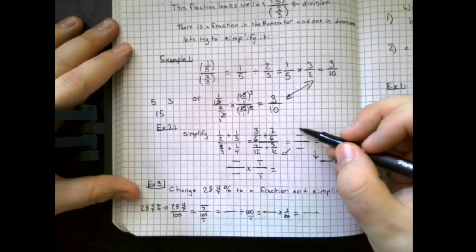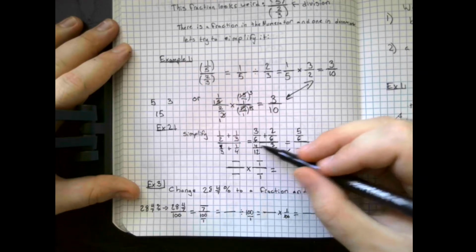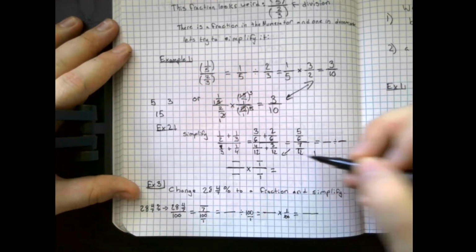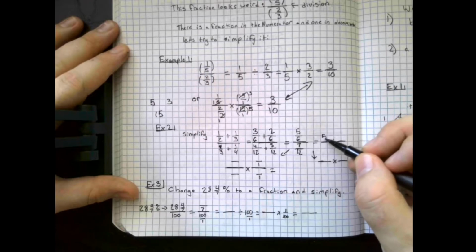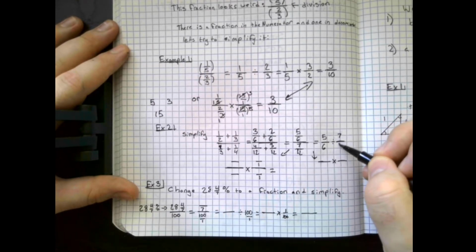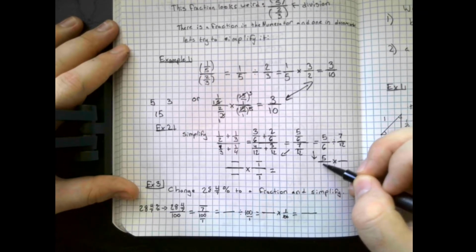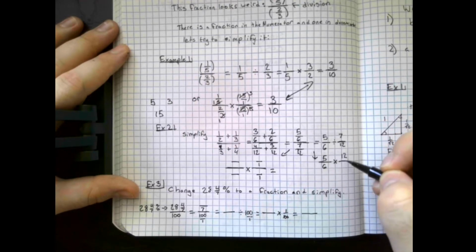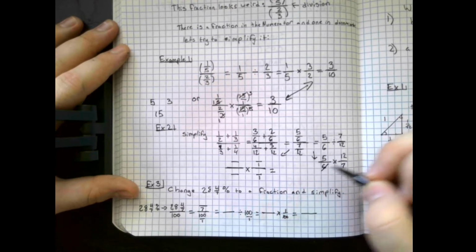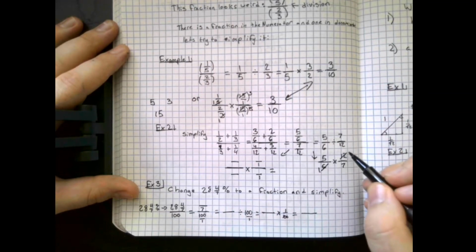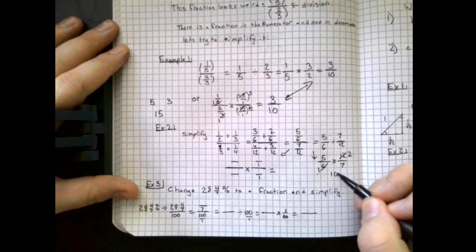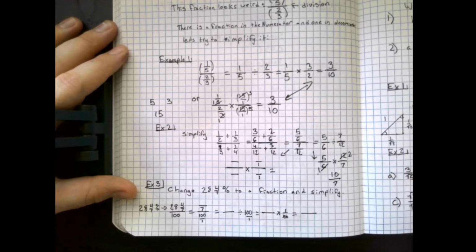Now if we add these together, we'd have 5/6 and 7/12, which would give us 5 over 6 divided by 7 over 12, or 5/6 times 12/7. Now here we can cancel the 6 and the 12, giving us 1 and 2. 5 times 2 is 10. 1 times 7 is 7.